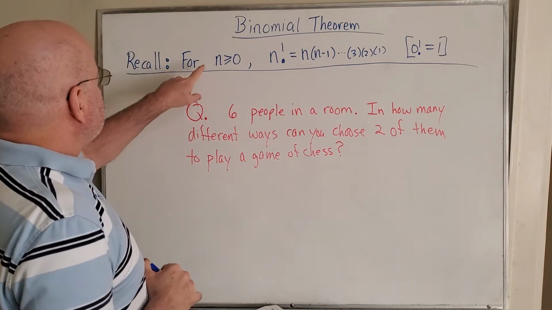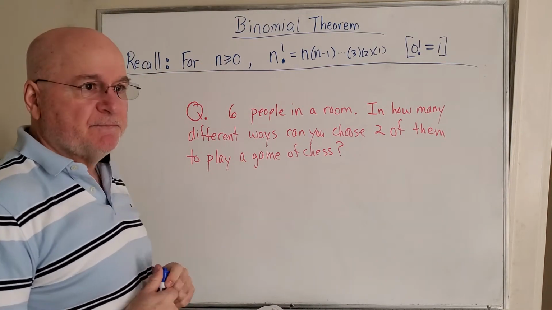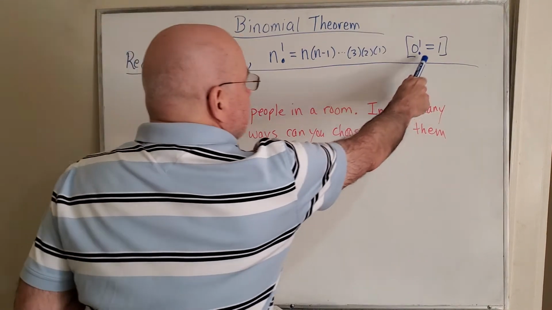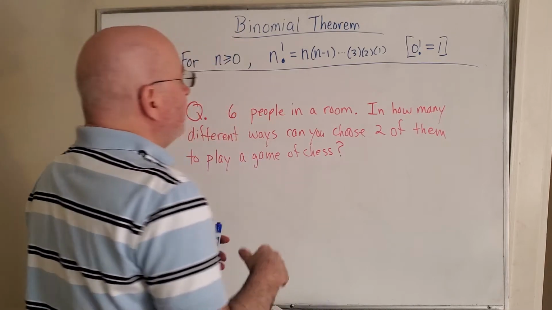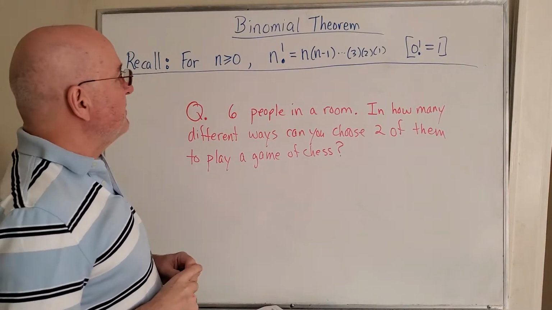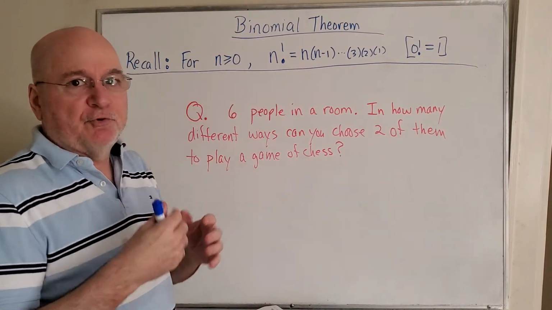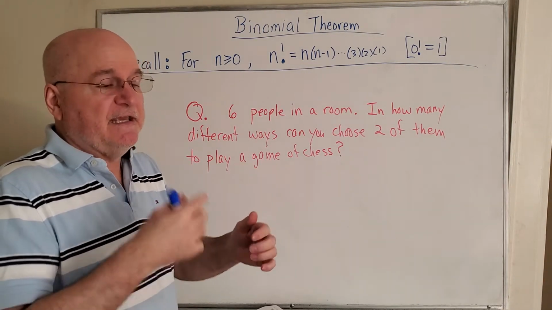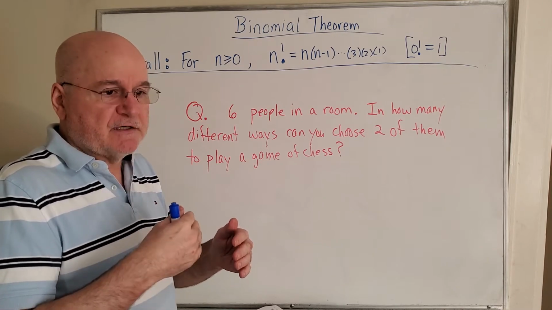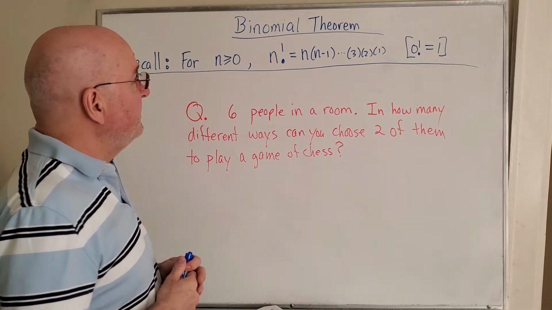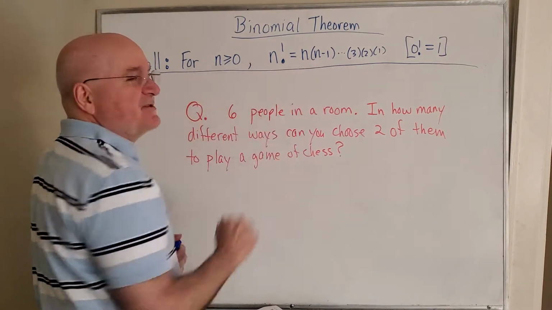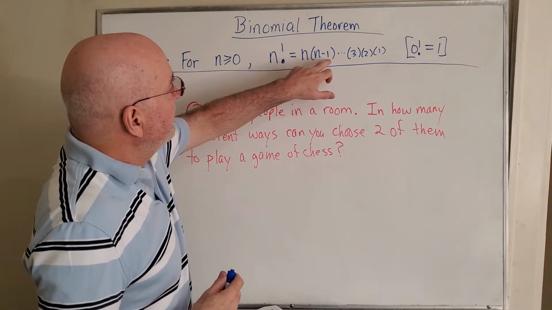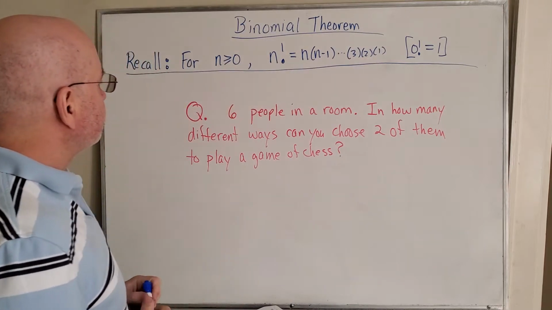And to introduce it, let's make sure we remember what n factorial is. N factorial, for a positive integer, or it could be 0. We define 0 factorial to be 1. For integers greater than 0, it's simply the product of all of the integers from 1 to n. We generally write it backwards like this. So n factorial is n times n minus 1, go all the way down to 1.